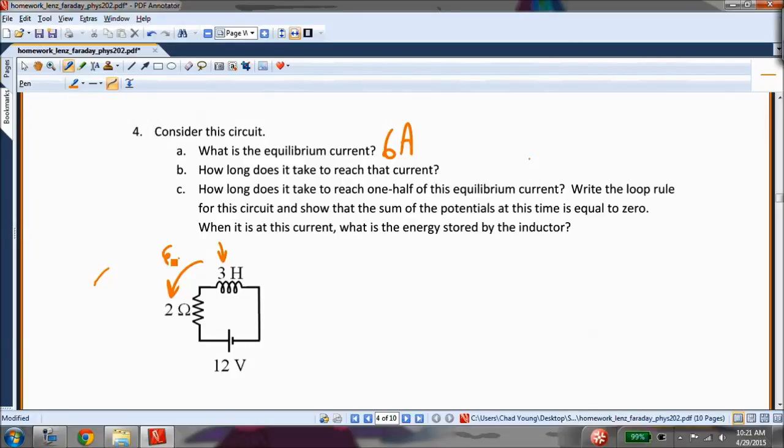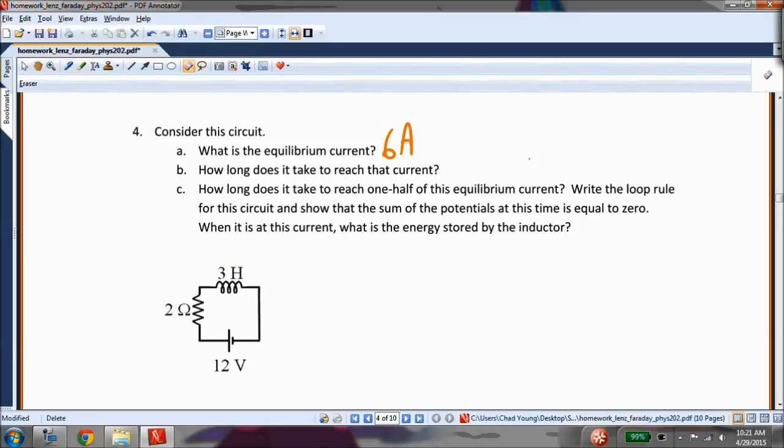But at some point, the changing nature of that magnetic field just goes down to 0. So here, the magnetic field in this inductor, which I can characterize as dB/dt, approaches 0. And when dB/dt goes to 0, that means it no longer produces an EMF. So at some point, that inductor just becomes like a wire. It no longer generates a changing magnetic field, and so it no longer generates an EMF. So the equilibrium current occurs when that inductor acts like a piece of wire.